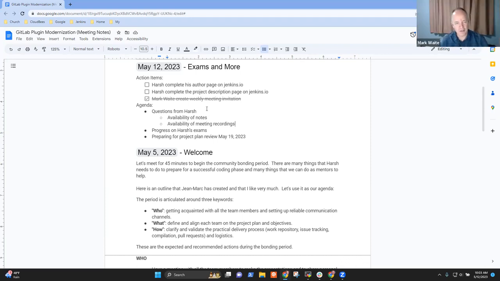Okay. We also had two preceding action items: Harsh to complete his author page and complete the project description page. And those are both done, as far as I could tell. Harsh, is that correct? Yep. Good. We were the first, by the way, just so everybody's clear, ours was the first to get those two things done. Well done.